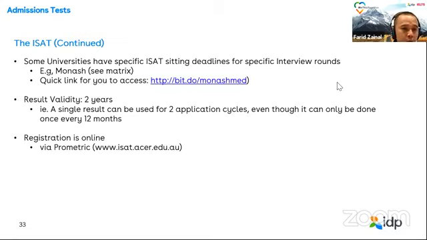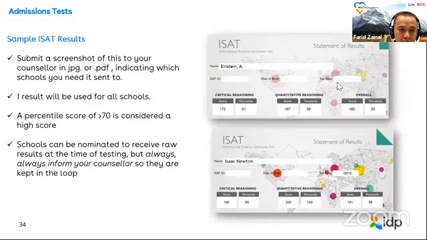Just take note that all this registration is individual based and is online, so you just need to refer to the indicated website. This is how your ISET result will look like. Once you have completed your ISET and gotten your result, do submit a screenshot of your ISET result to your counselor. He or she will forward it to the relevant universities, and the same result will be used for all the universities that you applied to.